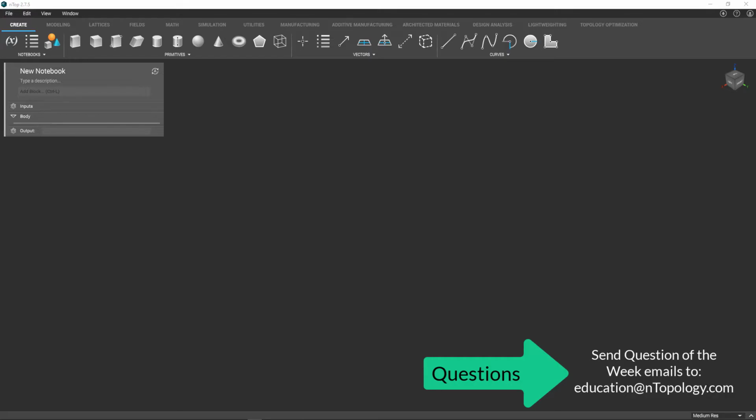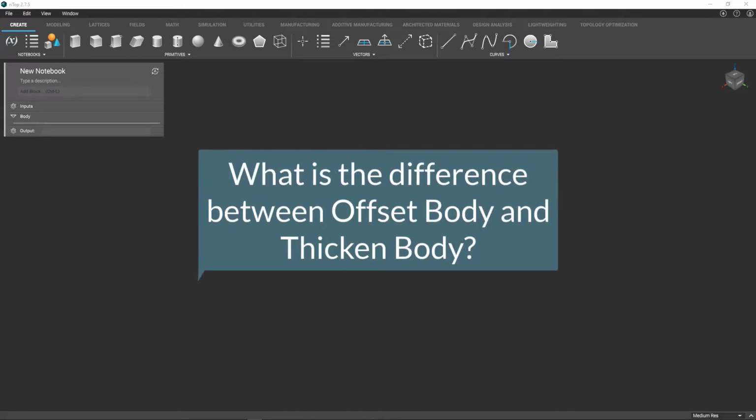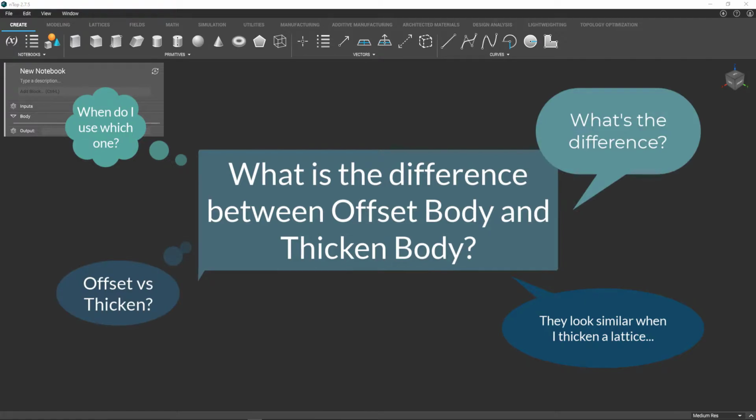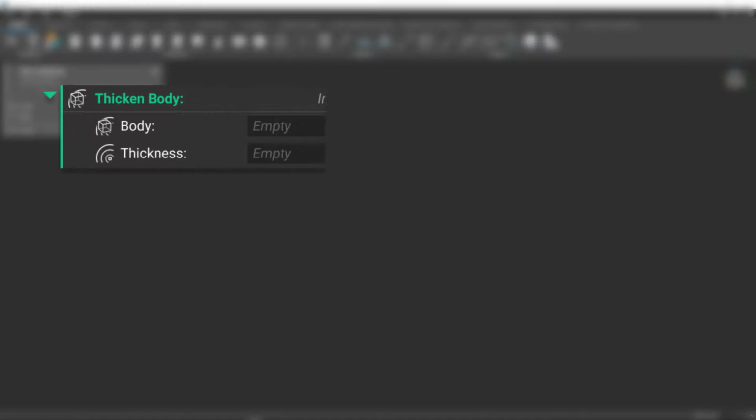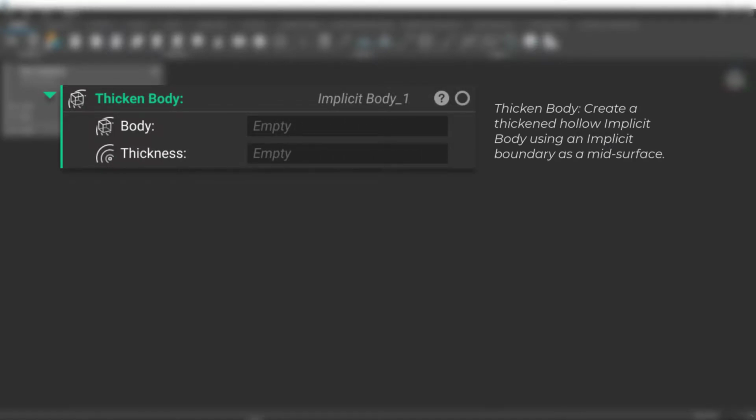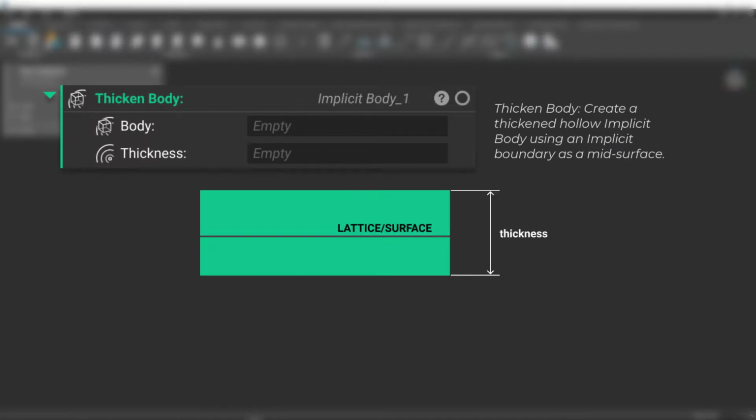The question this week is, what is the difference between offset body and thickened body? This is quite a common question and one I've even asked myself because sometimes it is tough to see the difference between them. The thickened body block has simple inputs of body and thickness.